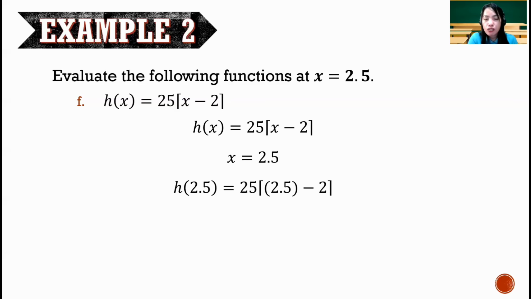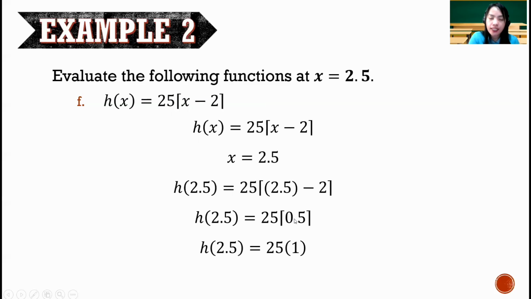So ang uunahin natin is yung nasa loob ng symbol or nasa loob ng ceiling function. So that is 2.5 minus 2 is 0.5. So diniscuss ko din to sa unang video ko. That is the ceiling of 0.5, i-round up mo lang siya. You go to the next integer. That is 1. So naalis na natin yung symbol for ceiling. This will be 25 times 1. Final answer is 25. So in letter F, the answer is h of 2.5 equals 25.